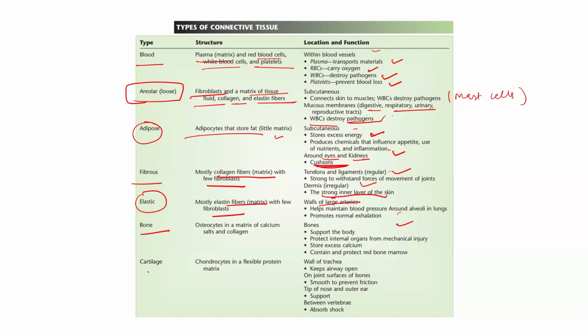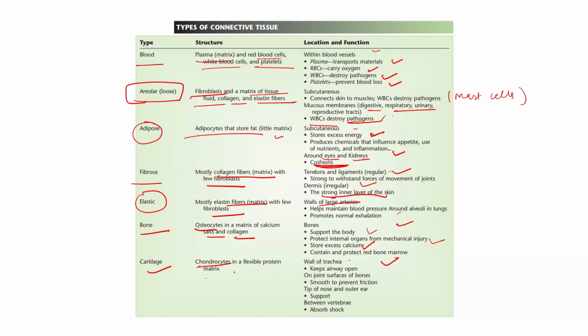Then we have bones and cartilage. Bones are made up of osteocytes in a matrix of calcium salts and collagen. Cartilage consists of chondrocytes in a flexible protein matrix. So bones are comparatively rigid. They are the most rigid connective tissue. Blood and lymph are the fluid connective tissue. So what is the function of bone? It supports the body, protects internal organs from mechanical injury, stores the excess calcium, and contains and protects the red bone marrow.